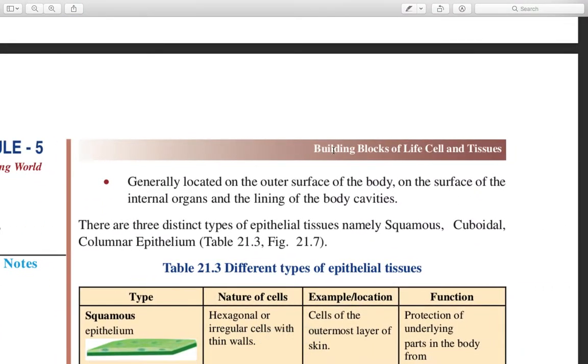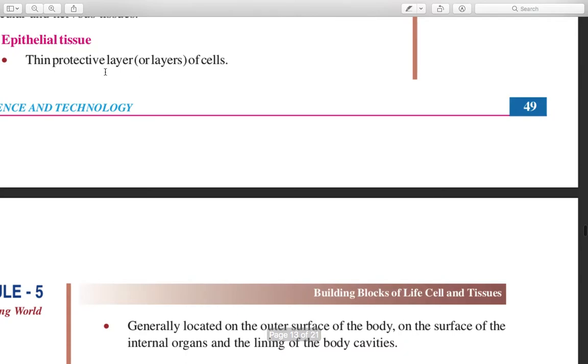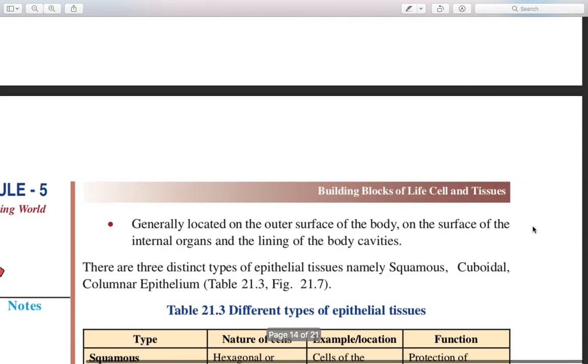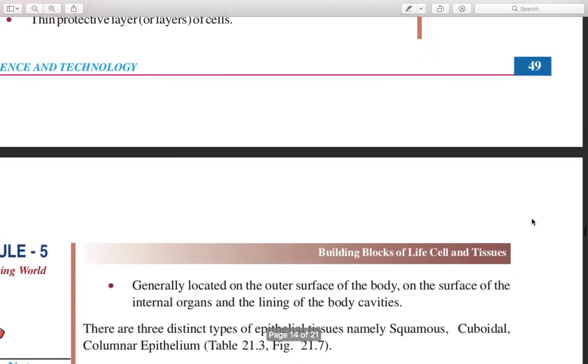They are generally located on the outer surface of the body. When you say it's protective, obviously it has to be outside of the body. So they are generally located on the outer surface of the body, and also the surface of the internal organs. You have internal organs like kidney, you have heart, and many other internal organs, right? So on the surface of the internal organs these epithelial tissues are found, and also on the lining of the body cavities. Cavities is nothing but, in the body you will have cranial cavity, abdominal cavity. So the lining is basically the surface lining of the body cavities. These are generally where epithelial tissue is located.